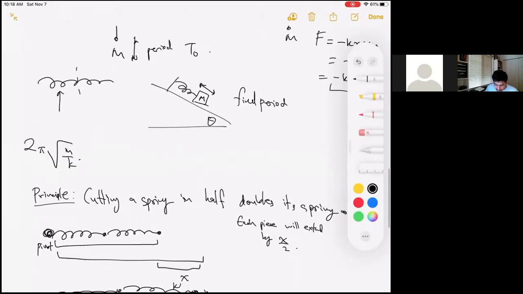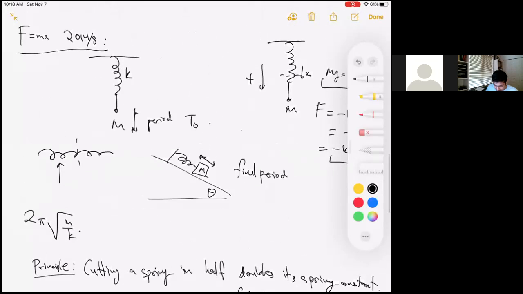All right, but with this observation, essentially what's happening is m is staying the same. Spring constant is being doubled. So this means that the period is going to go to T over root 2. So it will be D.